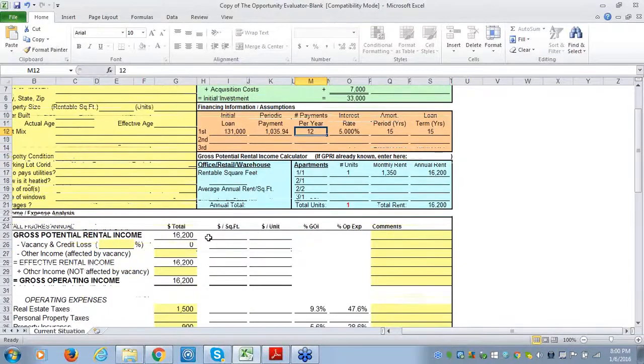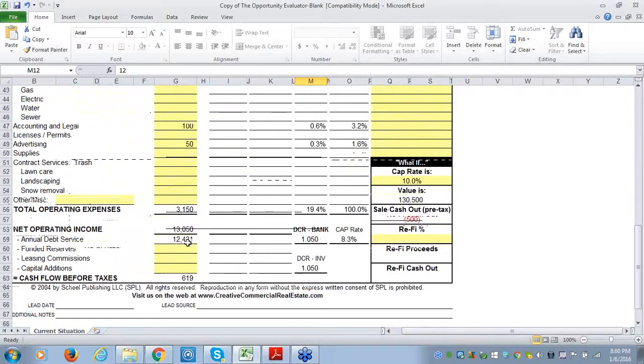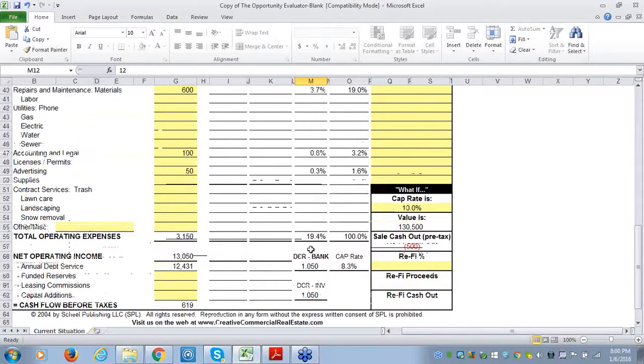Now you've got your gross receipts, you've got expenses. Now let's see what happens here. Now you've got an annual debt service of $12,000, and yet your net operating income is only $13,000. So you've got an annual cash flow of only $6,019. So your cap rate's okay, 8.3% because of where you are in the country. I understand that, but look at your debt coverage ratio. That's too low for banks. So we've got to change that.